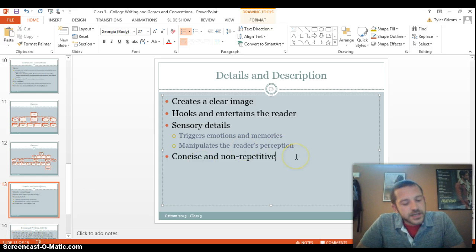Okay, to demonstrate image, details, and description, I'm going to read you one paragraph from the first chapter of White Noise by Don DeLillo. I read this first chapter in English 100 to demonstrate image, details, and description, along with analysis of the first chapter of The Great Gatsby. But I just want to read you this one paragraph.